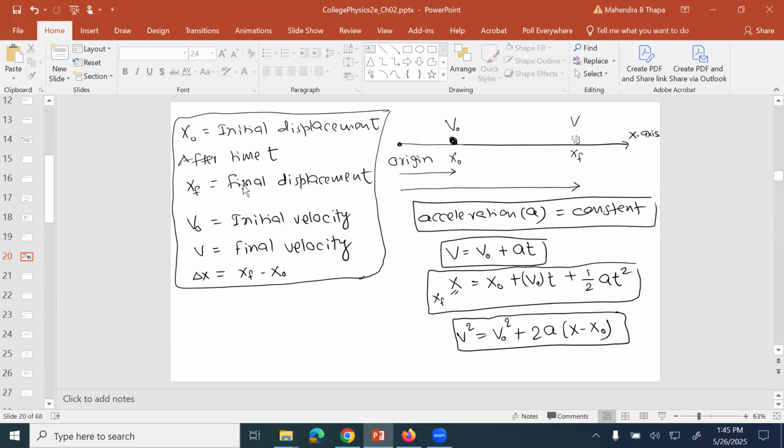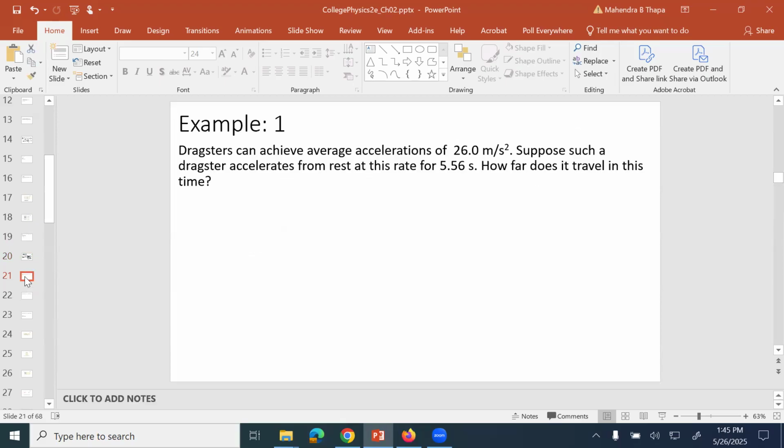Let's use one of these concepts in the following examples. Say, in this example 1, the drag star can achieve an average acceleration of 26 meters per second squared. So let's draw a sketch for that. It starts from rest. Say the object starts from this position. For simplicity, I choose the origin at this point. If I choose the origin here, my x initial will be 0.